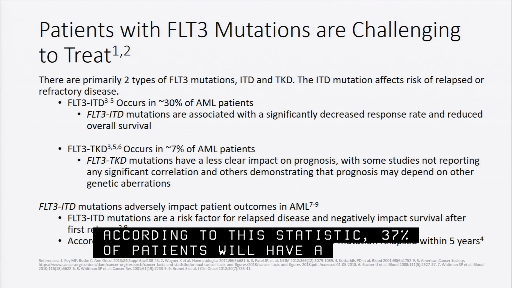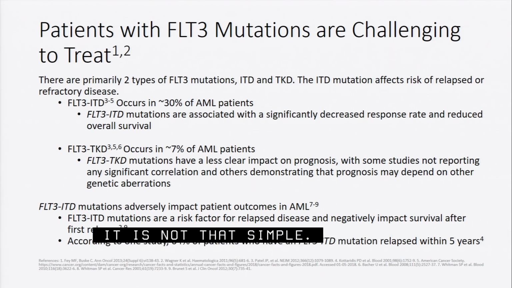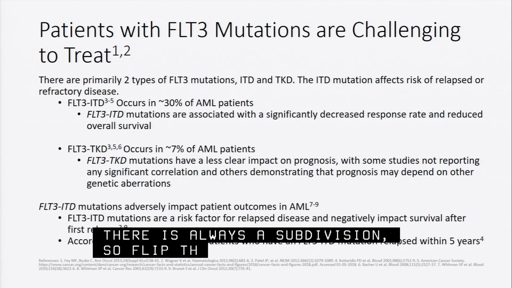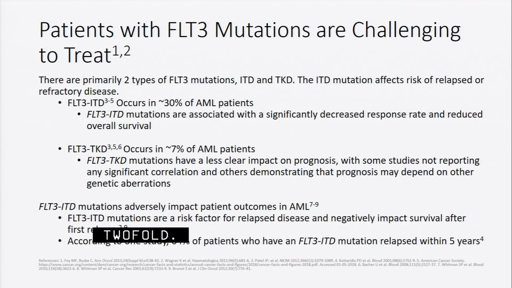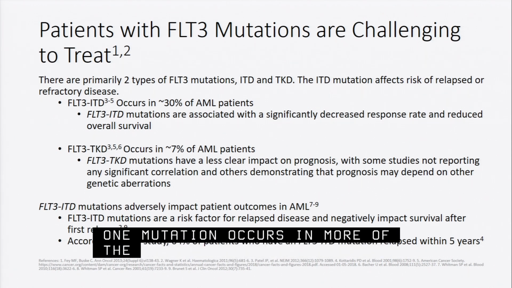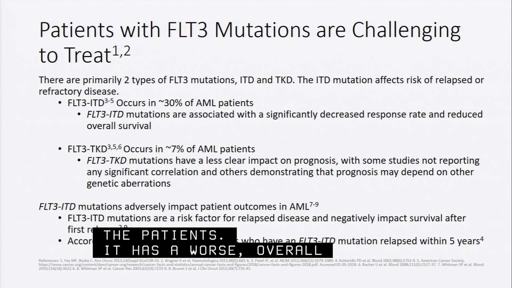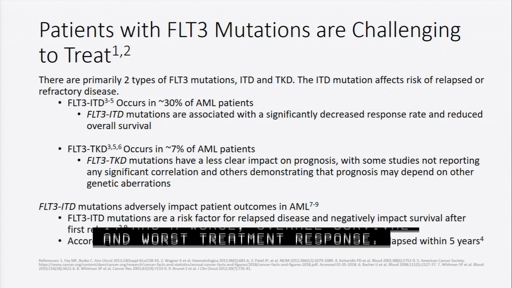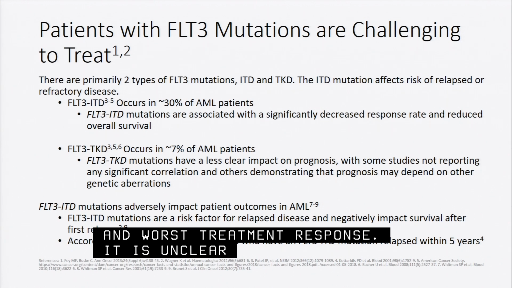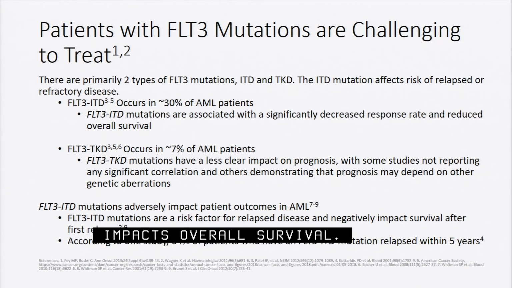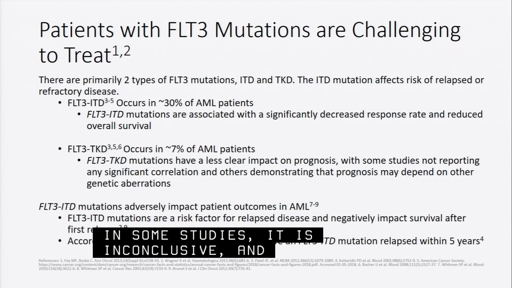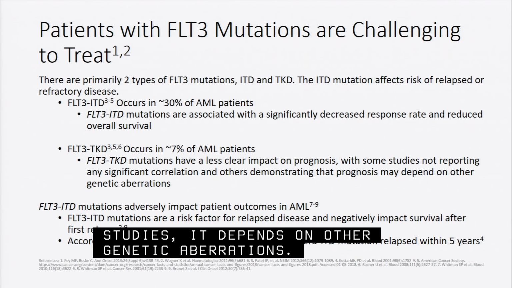There's always a subdivision. The FLT3 mutations are twofold: an ITD, internal tandem duplication, and a TKD, which is a tyrosine kinase domain mutation. The ITD mutation confers worse prognosis, and it occurs in more of the patients than the TKD, at 30% of the patients. Again, it confers a worse overall survival and less treatment response. The TKD mutation, in 7% of the patients, has an unclear impact on overall survival. In some studies it's inconclusive; in other studies it appears to depend more on other genetic aberrations. According to one study, though, with the ITD mutation, almost 2/3 of those patients will relapse within 5 years.